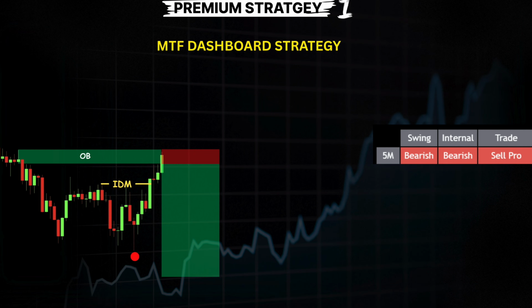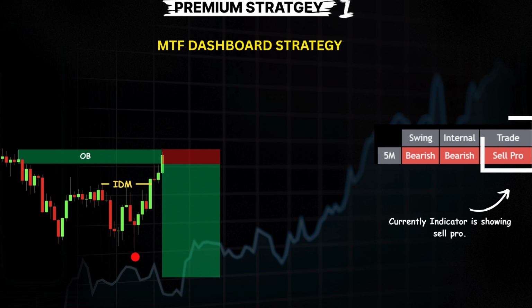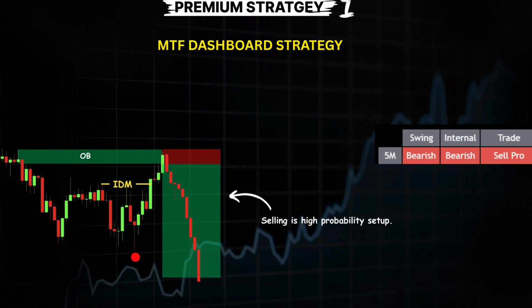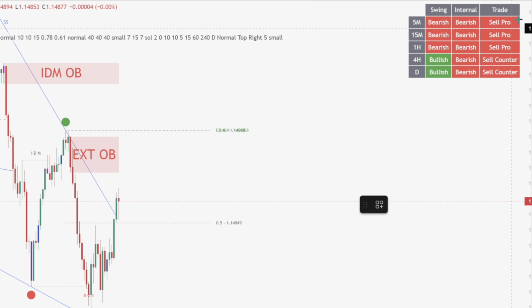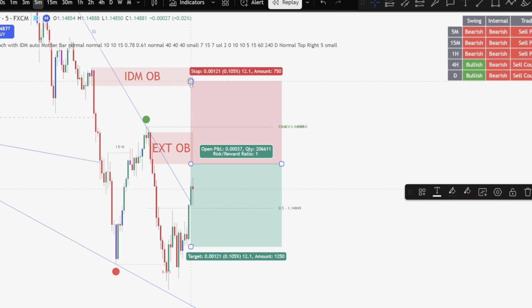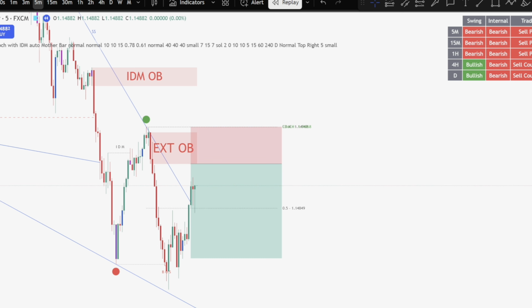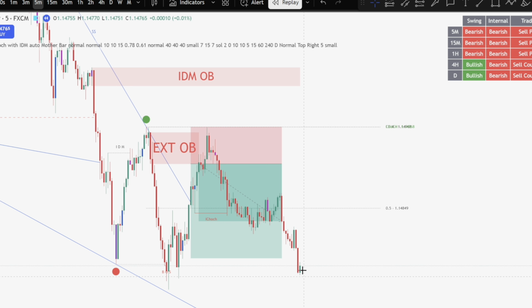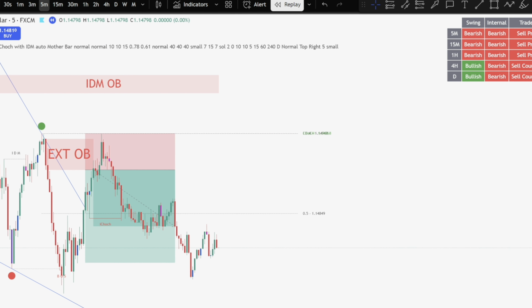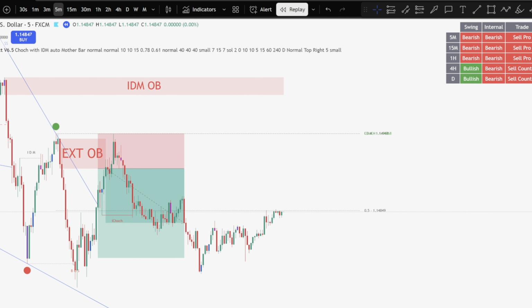Here, after the market mitigates the bearish order block, the indicator shows sell pro, which means selling is a high probability setup. Applying the same concept, the indicator shows sell pro, which means selling is a high probability setup, and the market perfectly hit our target. Now, let's wait for the next zone to form.